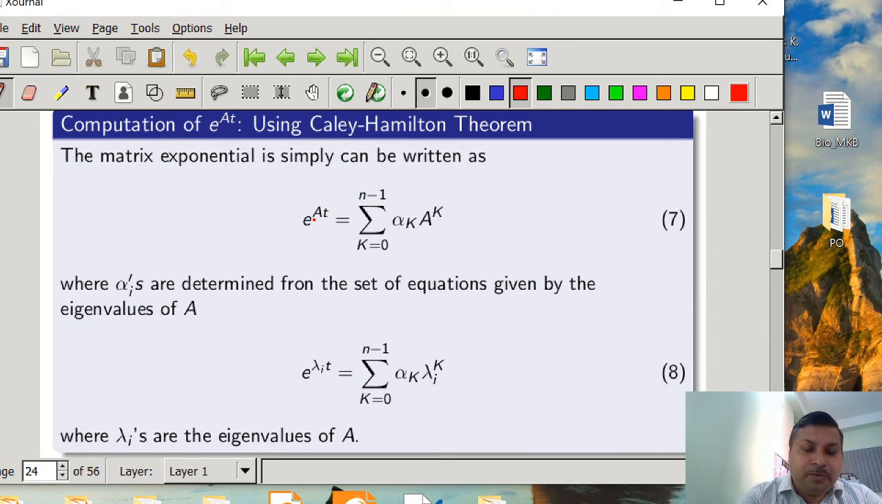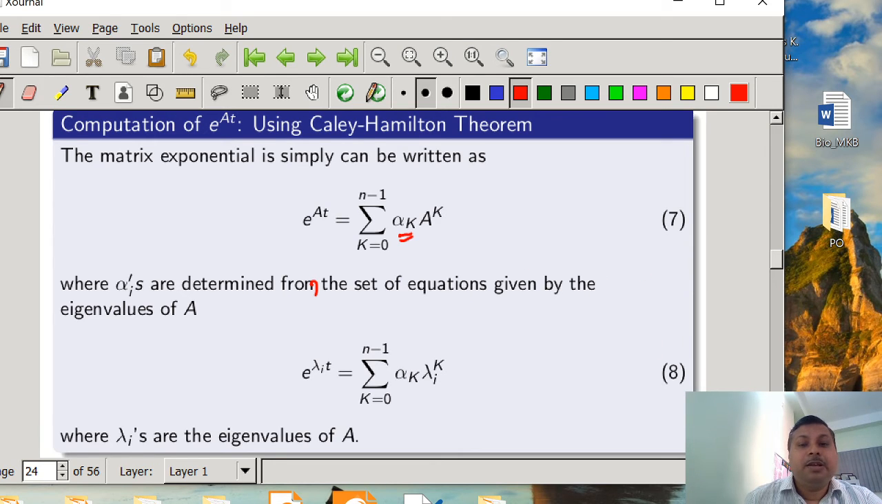So now if you see expression 7, to compute e to the power At using this formula, we have to know what the alphas are. The alpha i's are determined from the set of equations given by the eigenvalues of A, where e to the power lambda i t equals the summation over k equal to 0 to n minus 1 of alpha k lambda i to the power k, where the lambda i's are the eigenvalues of A. How to use these two equations to compute e to the power At will be clear if I give an example.